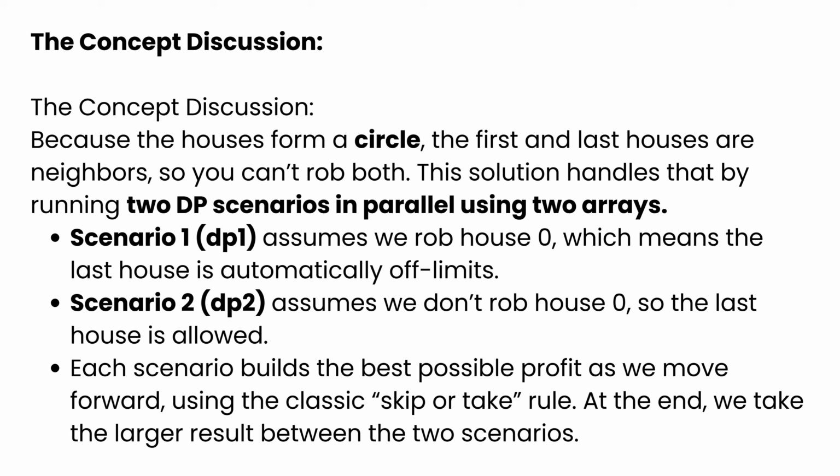Scenario 2 assumes we do not rob house 0. That means the last house is allowed. Each scenario builds the best possible profit as we move forward. It uses the classic skip or take rule. At the end, we take the larger result between the two scenarios.